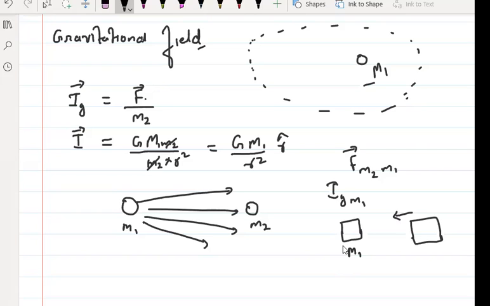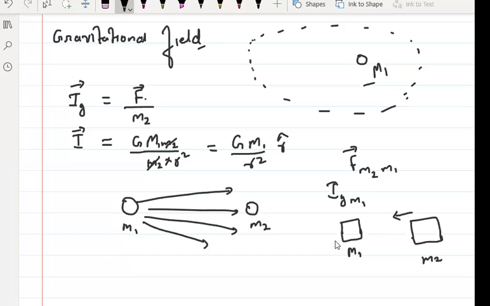So can I say that when this magnet of mass M2, or any magnet, comes under the field of this M1, it will experience a force which will make this magnet come closer? Or I can say that this magnet M1 will attract this magnet M2.